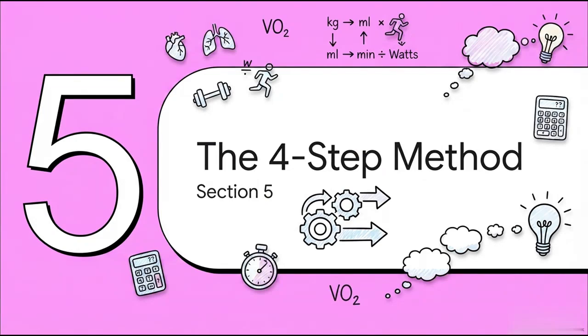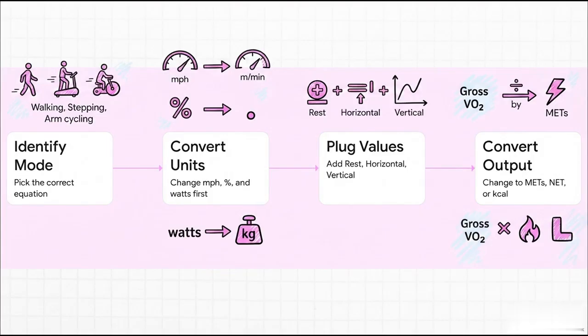Section 5, the 4-step problem-solving method. All right, let's bring it all together. Here is your foolproof 4-step method. Step 1, read the prompt and instantly identify the mode. Are they walking, stepping, or arm cycling? This dictates your entire blueprint.